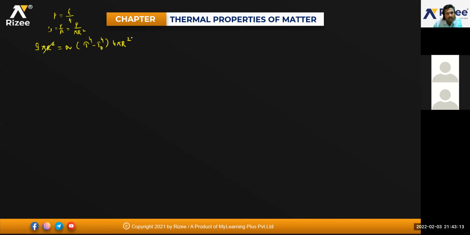So pi R square and pi R square get cancelled. So intensity I is equal to sigma into T to the power of 4 minus T naught to the power of 4, into 4. So T to the power of 4 minus T naught to the power of 4 is equal to I divided by 4 sigma. Intensity is given for me, and sigma value is also given.